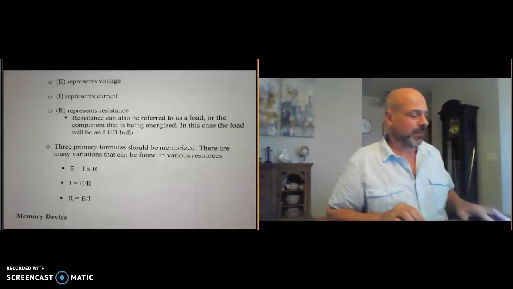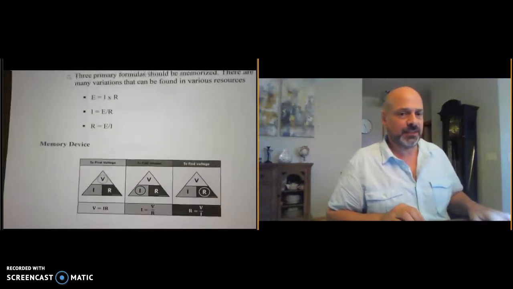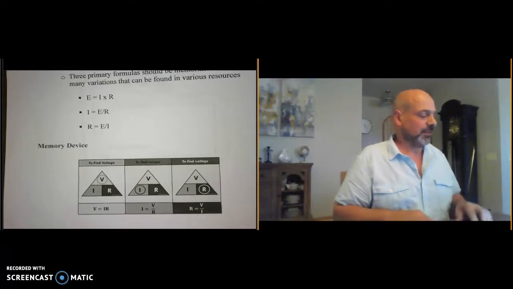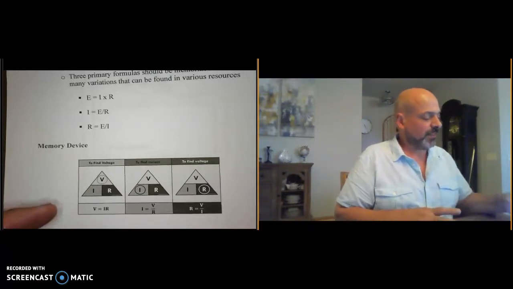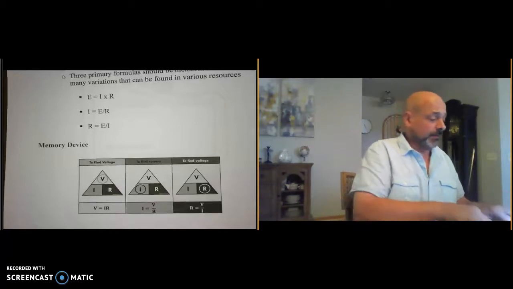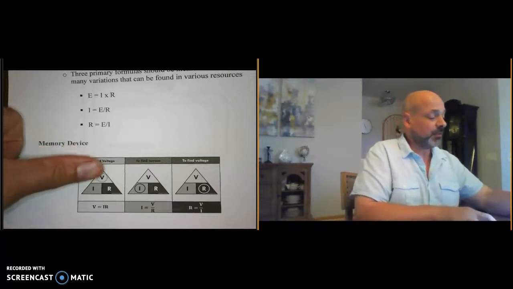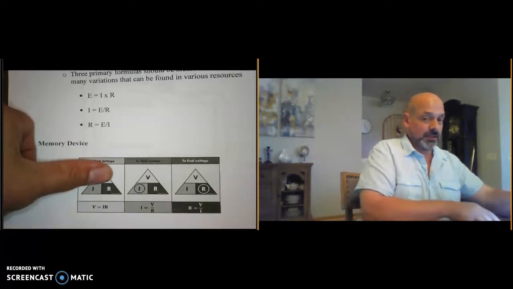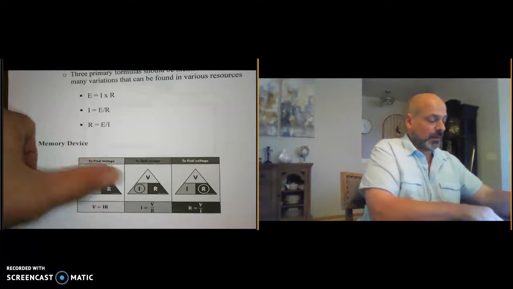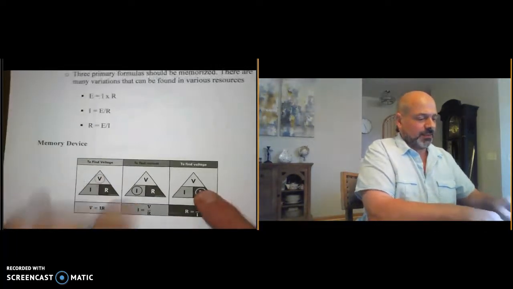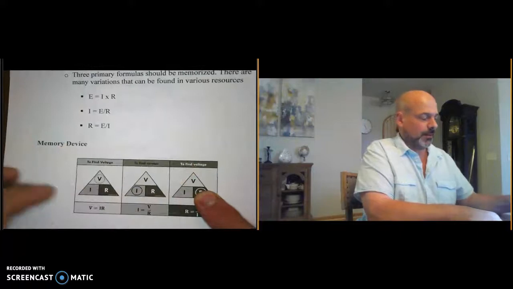Until you get those memorized, there's a nice memory device you can use. This is a little graphical representation: the triangle with a V on top, voltage, I to the left, current, and resistance to the right. And the formulas are down here. All you do is you place a finger or your thumb on the value that you want to get. Voltage equals current times resistance. Current equals voltage divided by resistance. Resistance equals voltage divided by current.